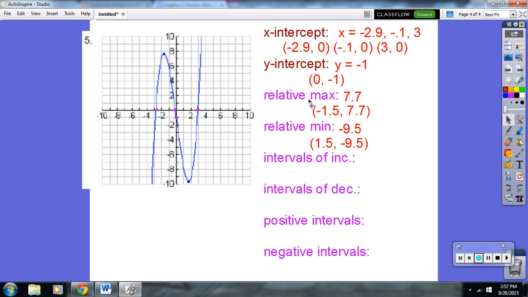So your relative maximum is the top of your hill. It's where it changes from increase to decrease. Relative minimum is in the valley. It changes from decrease to increase.